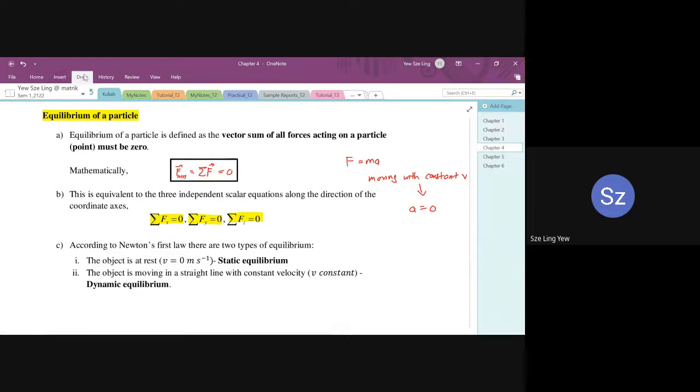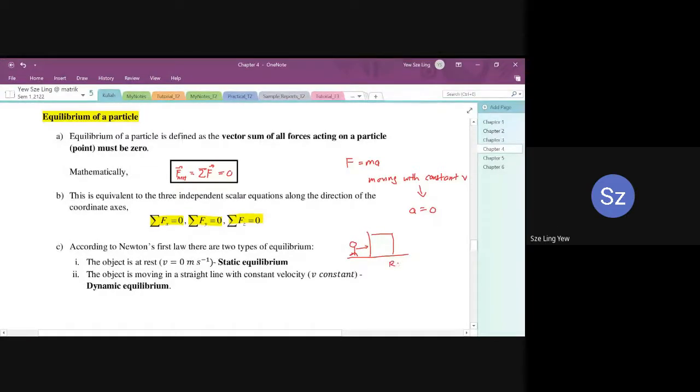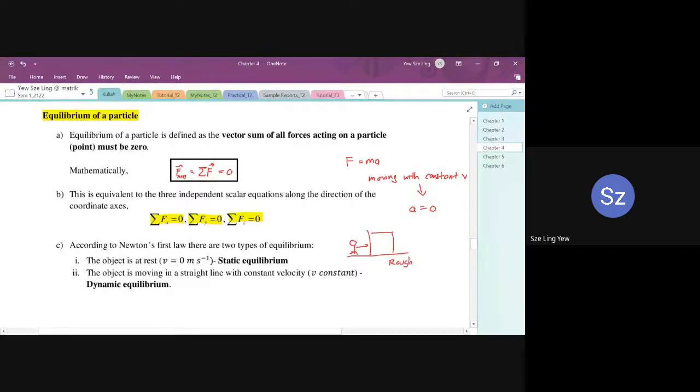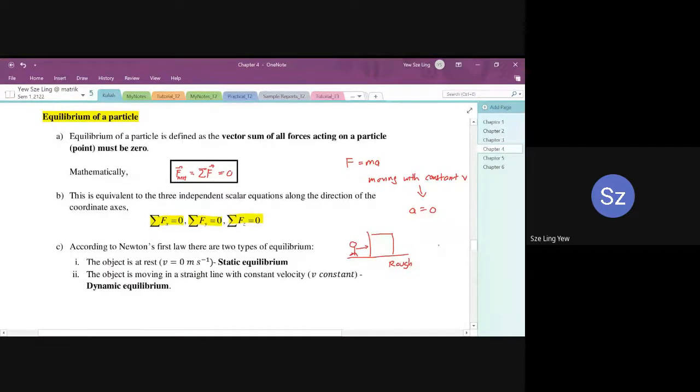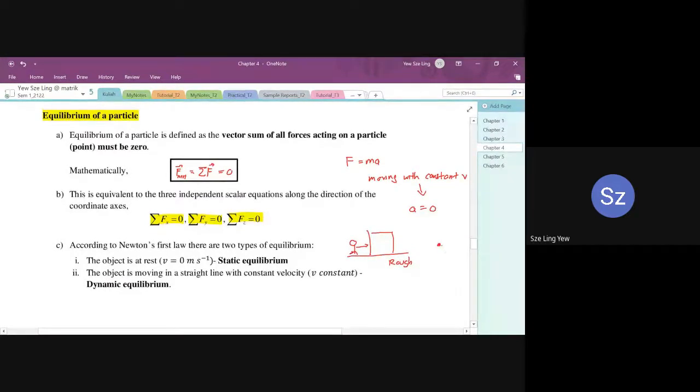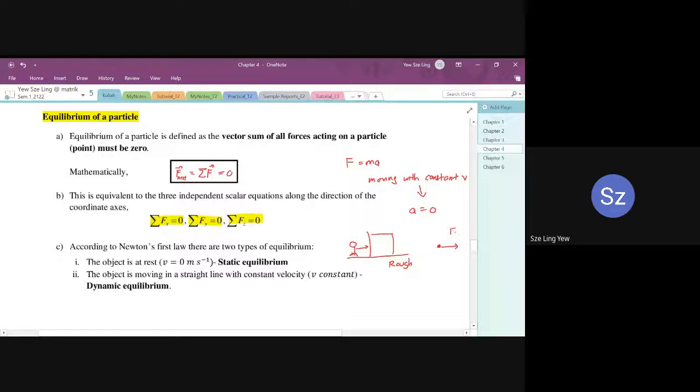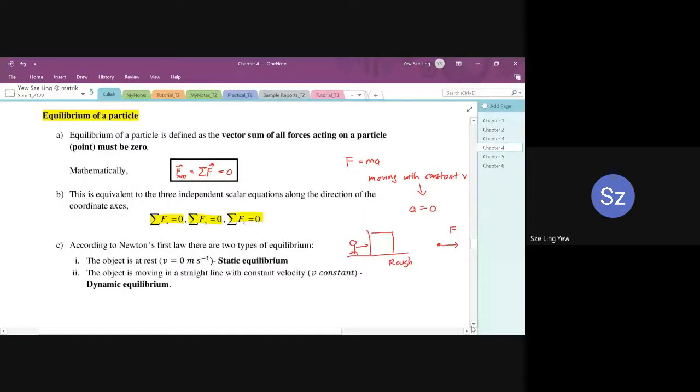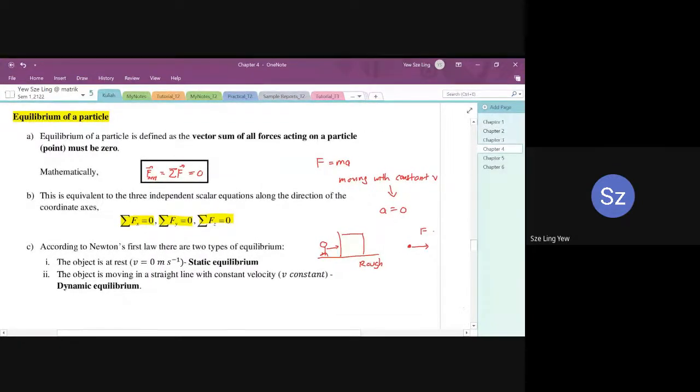Okay, so for example, now you have a case like this. This is the example. So you push an object, this is you pushing an object. And then this is a rough surface. So if you push an object, now I'm going to draw a free body diagram. The force is going to the left-hand side. So this is a non-zero value. This F is not equal to 0.